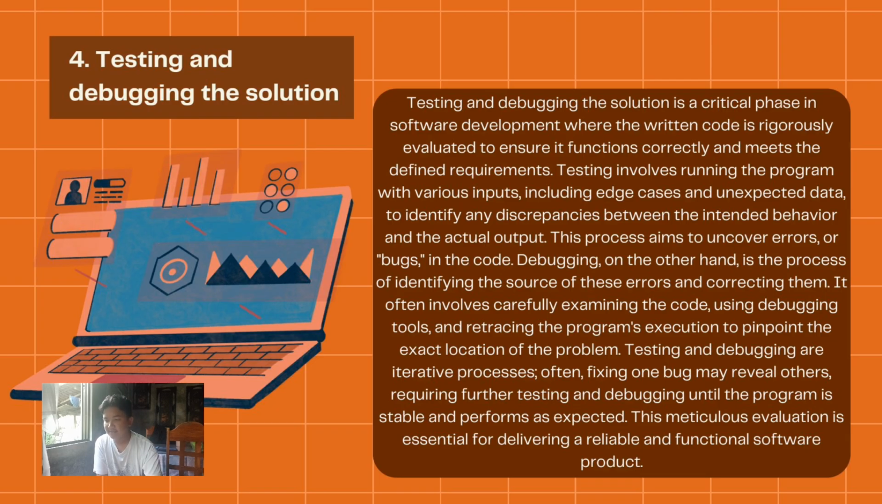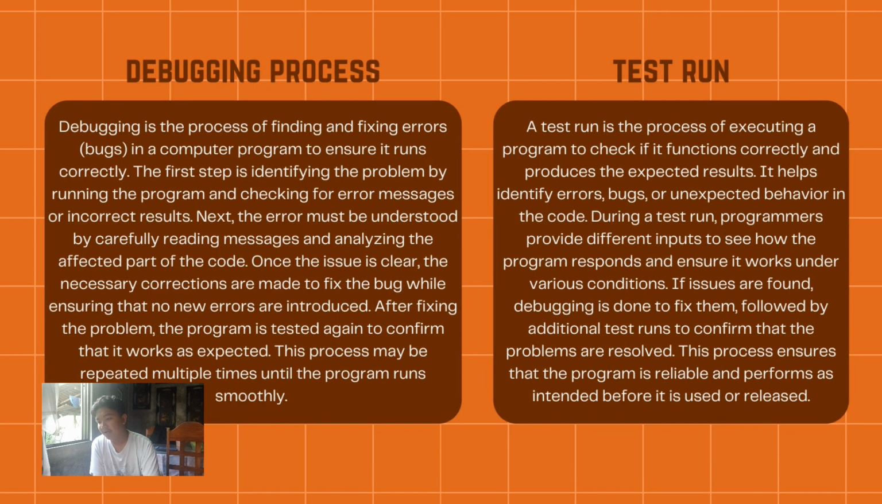Number 4, testing and debugging the solution. Testing and debugging the solution is a critical phase in software development where the written code is rigorously evaluated to ensure it functions correctly and meets the defined requirements. Testing involves running the program with various inputs, including edge cases and expected data, to identify any discrepancies between the intended behavior and the actual output. This process aims to uncover errors or bugs in the code. Debugging is the process of finding and fixing errors in a computer program to ensure it runs correctly.